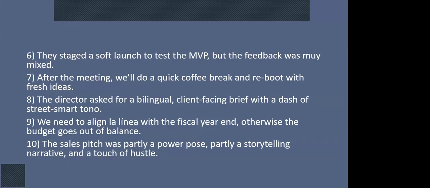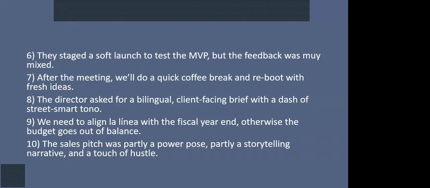Or number 9, we need to align La Línea with the fiscal year, otherwise the budget goes out of balance. La Línea to me is a timeline with the fiscal year, but then La Línea could be policy. They're referring to a policy. It could be the policy, it could be the timeline, but if you're not in that context and you have to transcribe, then you're going to have a lot of questions.